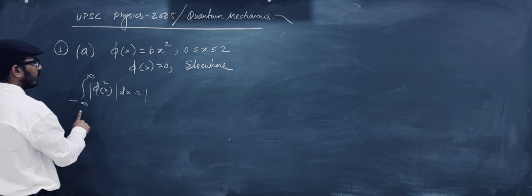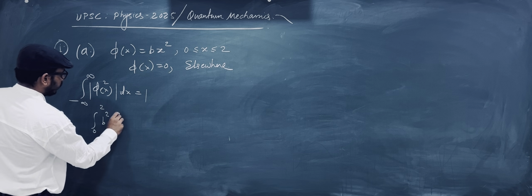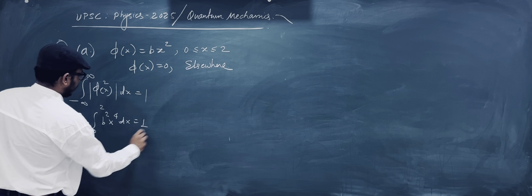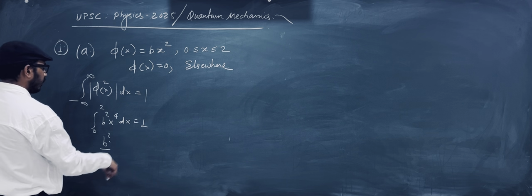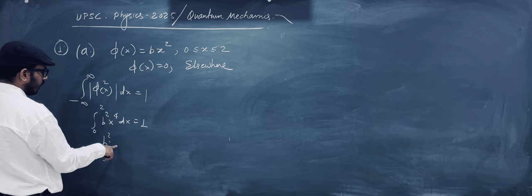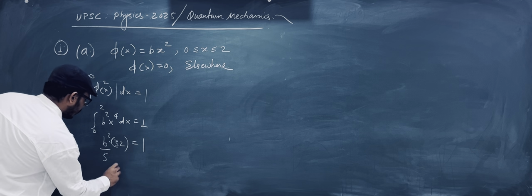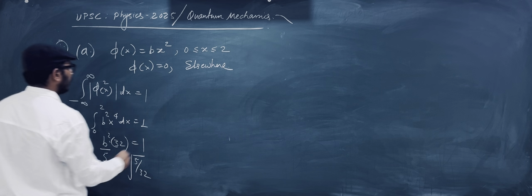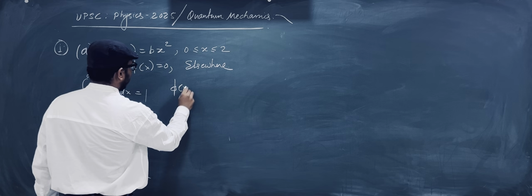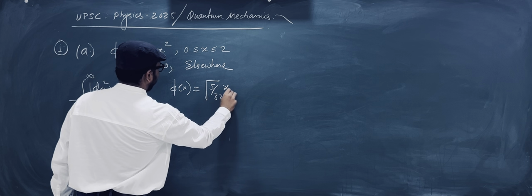So here the limit is from 0 to 2. So 0 to 2 b square x^4 dx is 1. So it's b square x^5 over 5. So x^5 over 5, if we put limits, this will be 2 power 5, which is 32, minus 0. It's 1, so b is root 5 over 32. So the normalized function is root 5 over 32 x square.